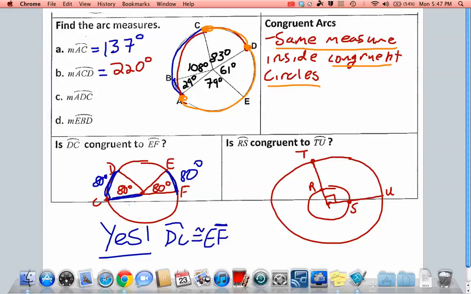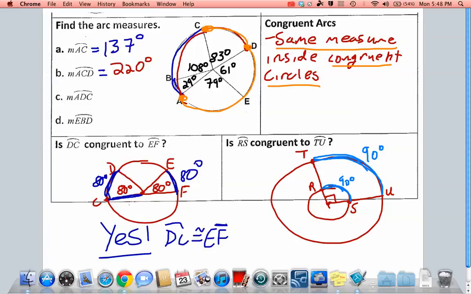Alright, cool. Let's move on to this last one. Is RS congruent to TU? Now, I'm checking RS and TU. And I got a 90-degree angle. Well, this measure is going to be 90 then. This measure is going to be 90. And your first impulse is going to be to say they're both 90 degrees, so they're congruent.